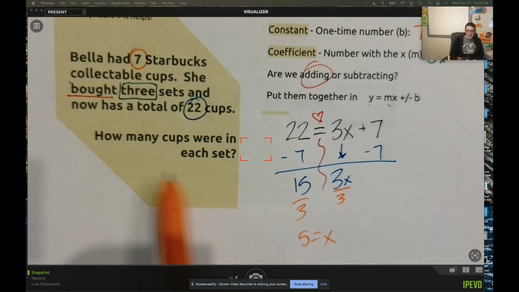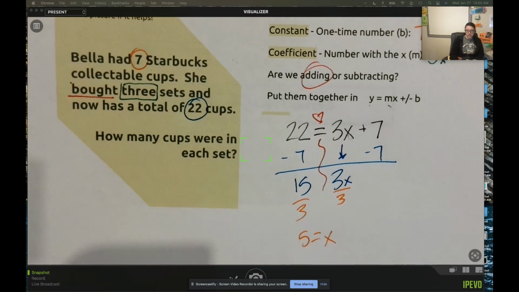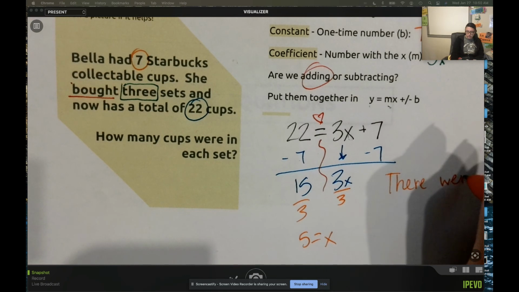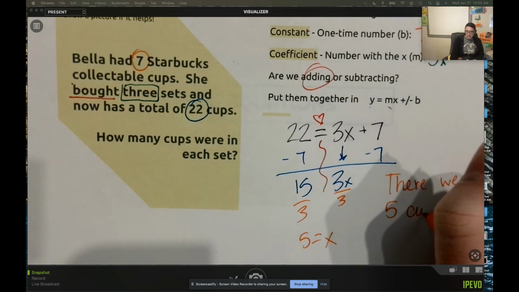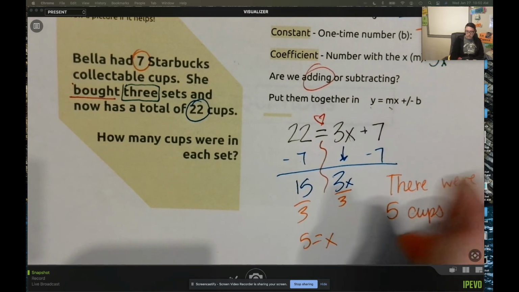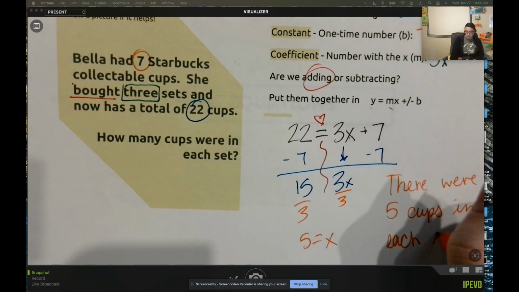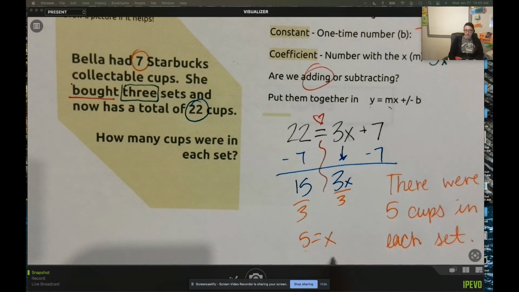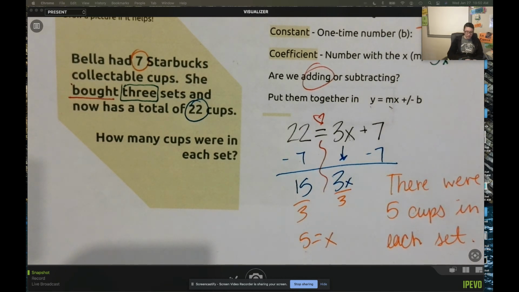My question says, how many cups were in each set? If I say 5 equals x, I'm going to sound crazy. I would want to turn that into some words that somebody else can understand. I would say that there were 5 cups in each set. I want to answer the question, not give an answer like a robot, not just give a number or an equation like a robot.